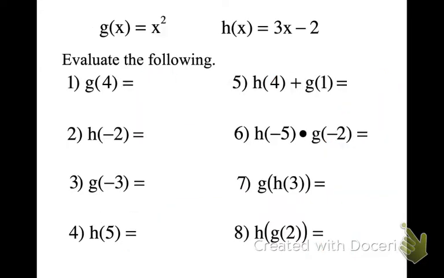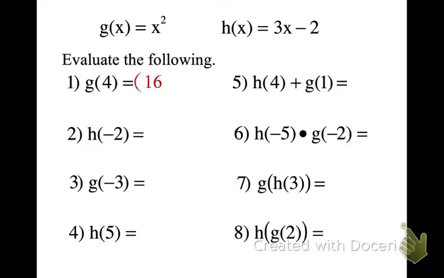Now we get a little bit more complicated. So we're doing more than just linear functions. You can see right here we have a quadratic because x is squared. So we're doing the g of 4. I'd like you guys to try 1 through 5 on your own. 1 through 4. Now let's check your work.